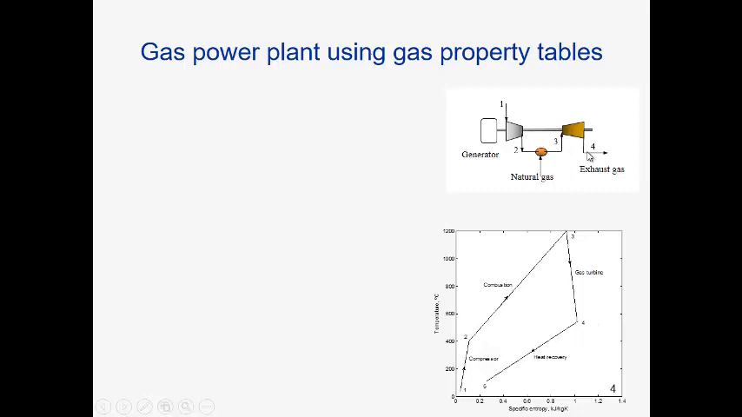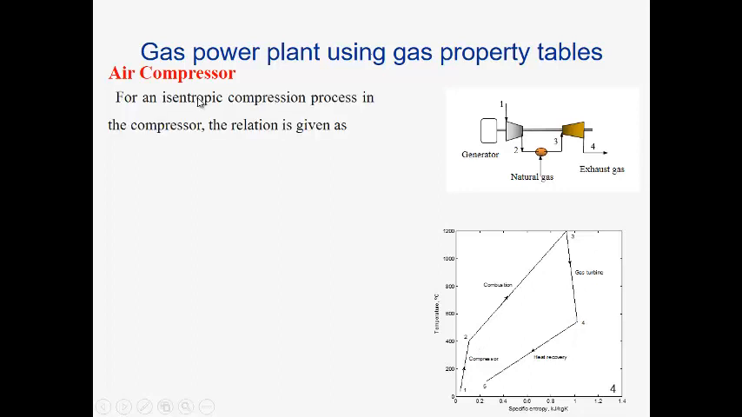And finally, this is ejected into atmosphere through the stack in case of open cycle, or the exhaust gas can be used for heat recovery for steam generation in case of a combined cycle power plant. Since the focus is given on open Brayton cycle, only gas power plant, these three components are discussed here. The first component is air compressor.